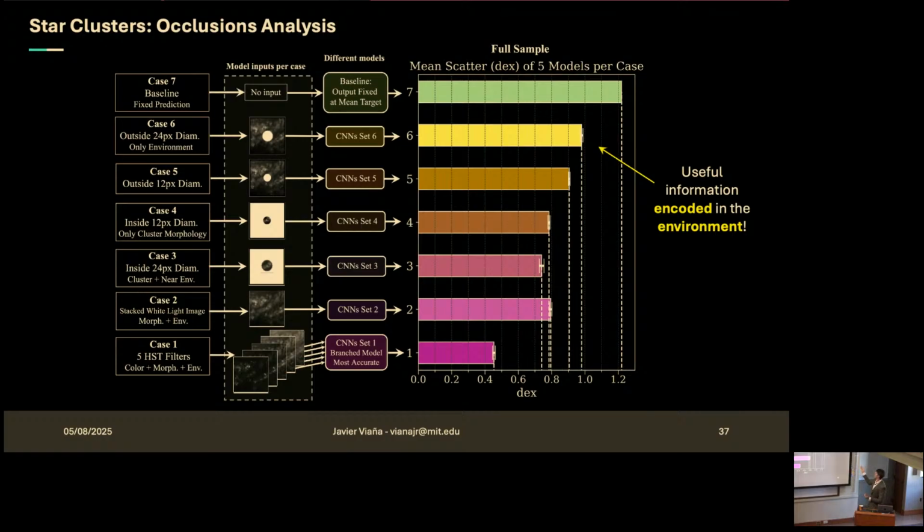So in this case, we found it very interesting that there's useful information encoded in the environment of the star cluster, not in the star cluster itself. And now if you talk to the people that actually know about star clusters, they might tell you, well, there might be some remnants, some information that is relevant for the star cluster and how it evolved and so on.